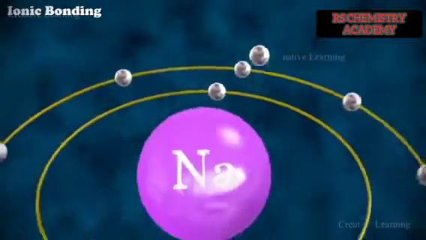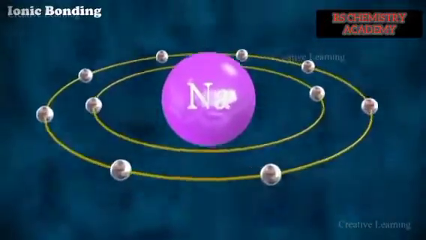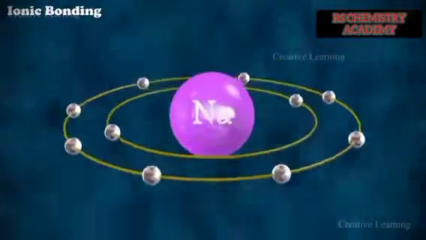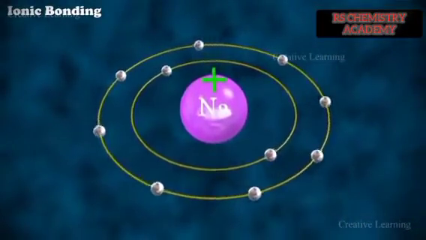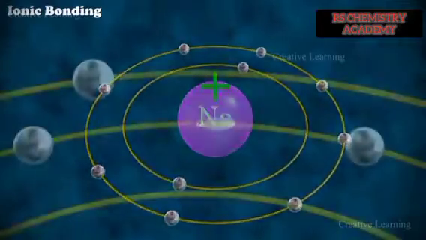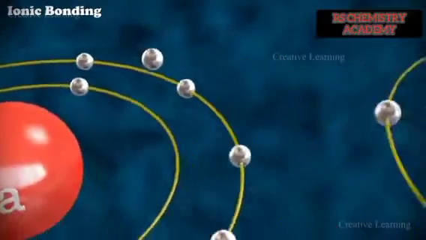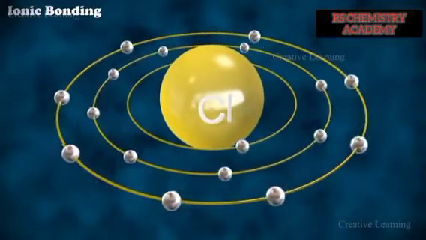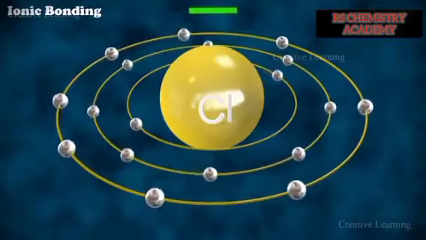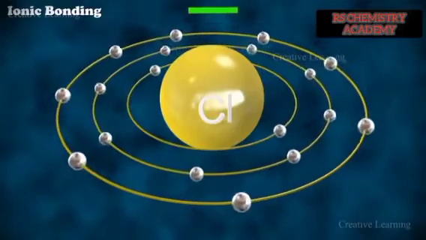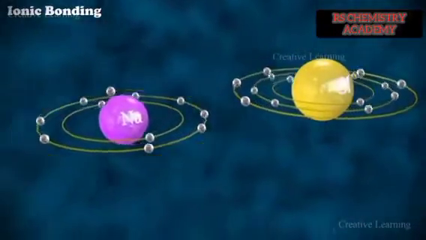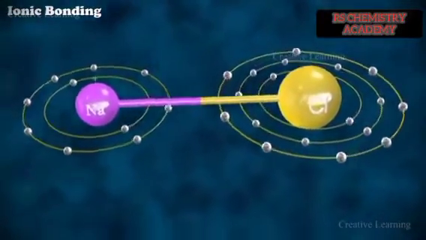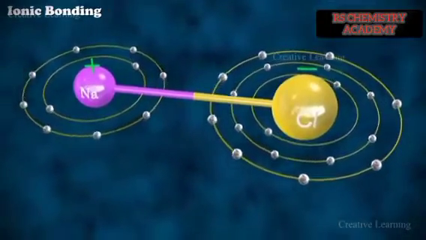Thus, the sodium atom donates its valence electron to achieve stable octet configuration. This creates a positively charged cation due to the loss of electron. The chlorine atom receives one electron to achieve its stable octet configuration. This creates a negatively charged anion due to the addition of one electron. The sodium ions and chloride ions are held together by the strong electronic attractions between the positive and negative charges.